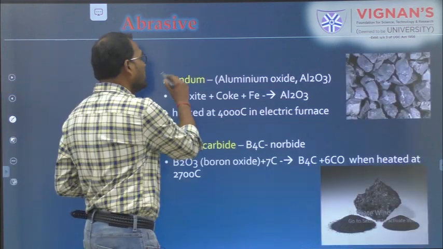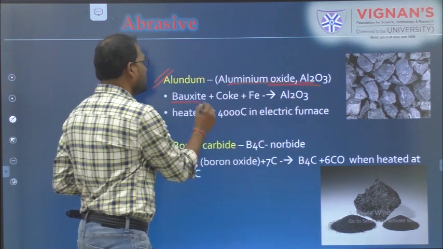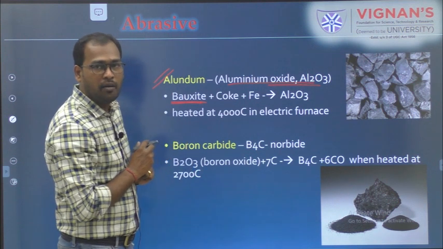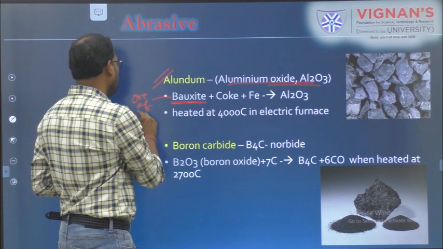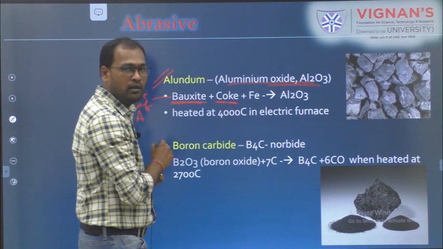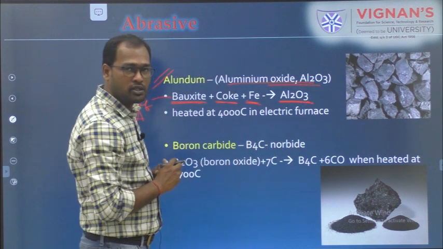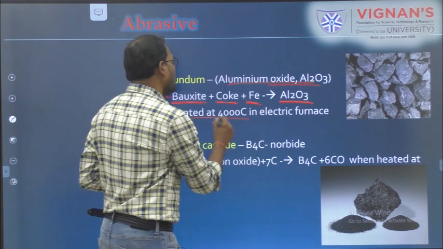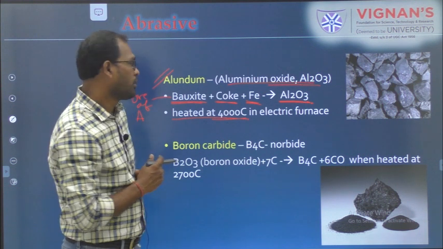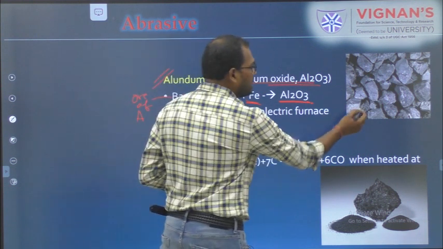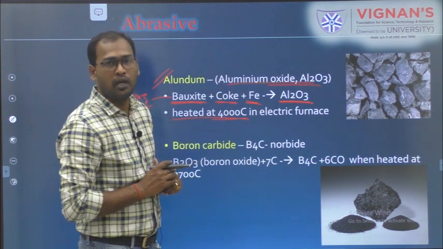So, the next one is alundum. Alundum is nothing but aluminum oxide, and this aluminum oxide is made by heating bauxite, the ore of aluminium, in presence of carbon and in presence of iron to get aluminum oxide. This is also done at a very high temperature, around 4000 degrees Celsius, a bit higher than silicon carbide. So, when you do this, you will get alundum, which is nothing but aluminum oxide.